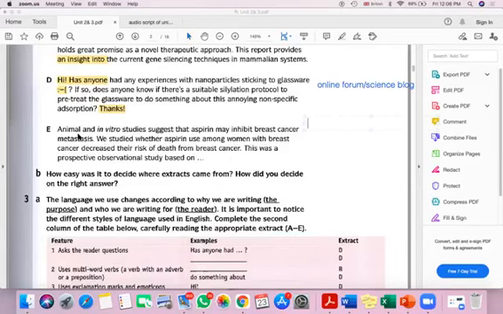All right, let's move to number E, animal and in vitro studies. What is the meaning of in vitro? In vitro is also Latin, as the word ital, that means others. In vitro also is Latin, and it means happening in an artificial condition, such as a test tube. So when I say in vitro studies, it means that it happens in test tube, all right?